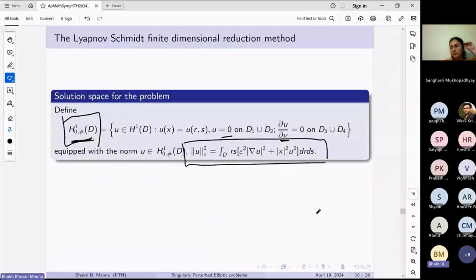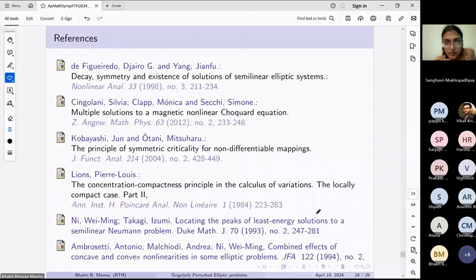So these are a few important papers. There is a lot of literature, I mean, it is never ending, but there are a few which are very helpful.